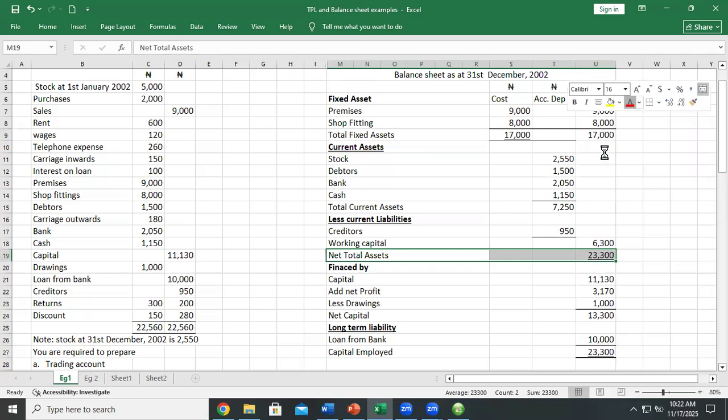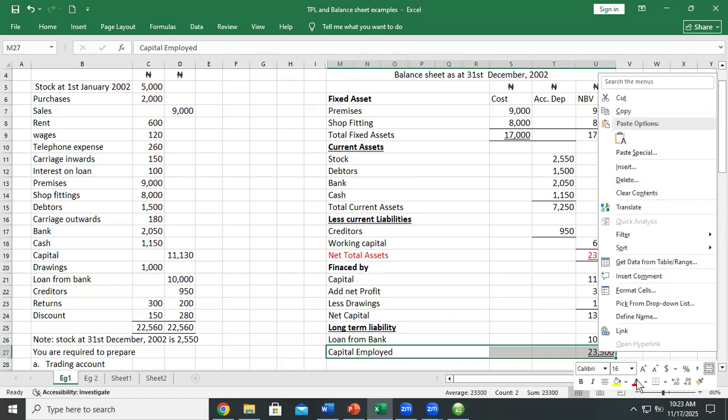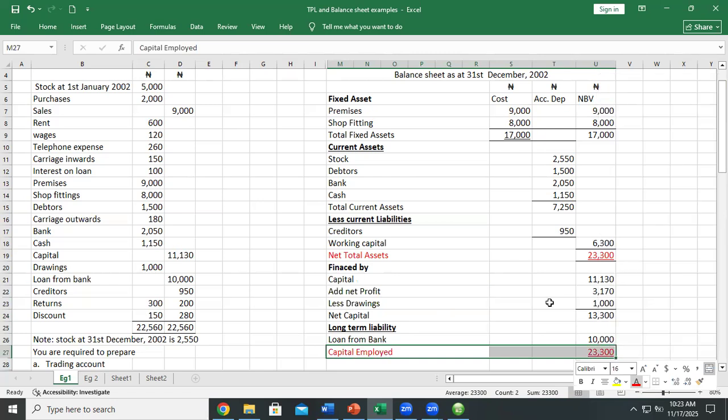So these assets were financed by investment from the owner, which is capital, but we need to adjust the net profit and the drawings. Now, if you had a loss, loss is a negative figure, so it's going to affect the capital negatively, or you subtract it. Less your drawings, and then you add on any loan or long-term liability to get your capital employed. And your capital employed should be equal to your net total assets, as you clearly see here, 23,300.